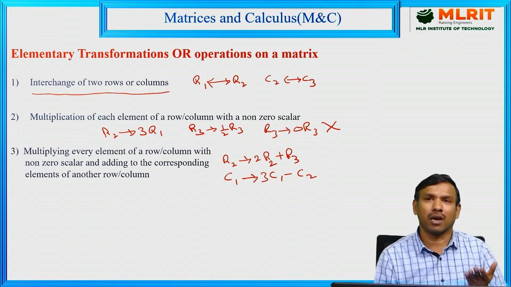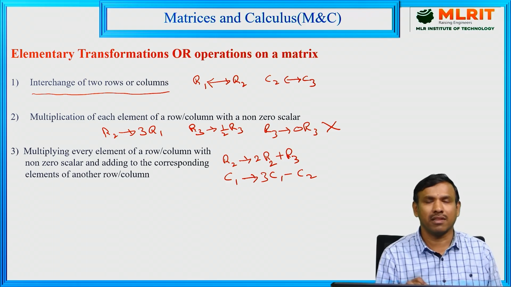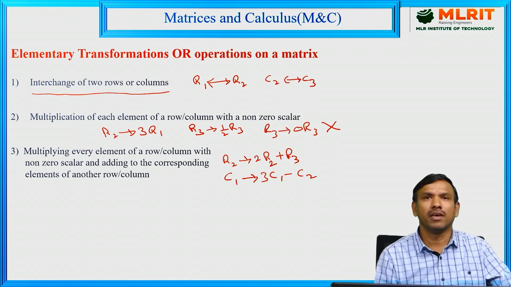Determinant row and column operations are different. Here these elementary transformations are different. While finding echelon form and normal form, we can use only these three operations. One is interchange of rows or columns. Second is multiplying any row or column with a non-zero scalar. Third, after multiplying, you can add or subtract to the corresponding elements of any other row or column. These three operations are allowed.